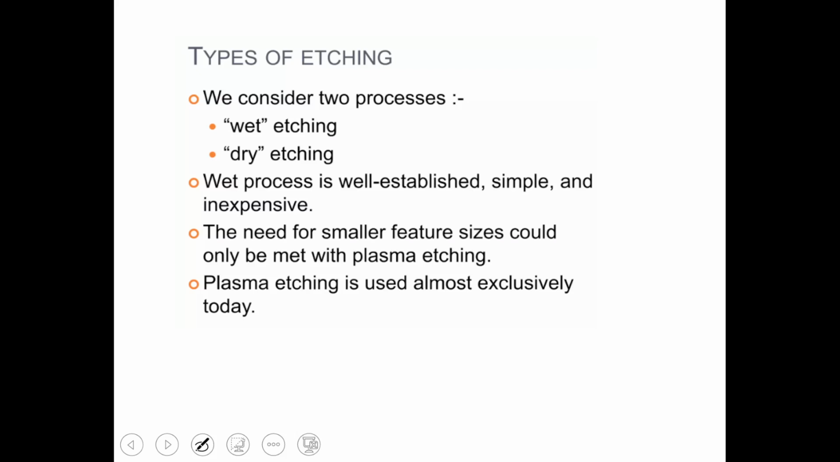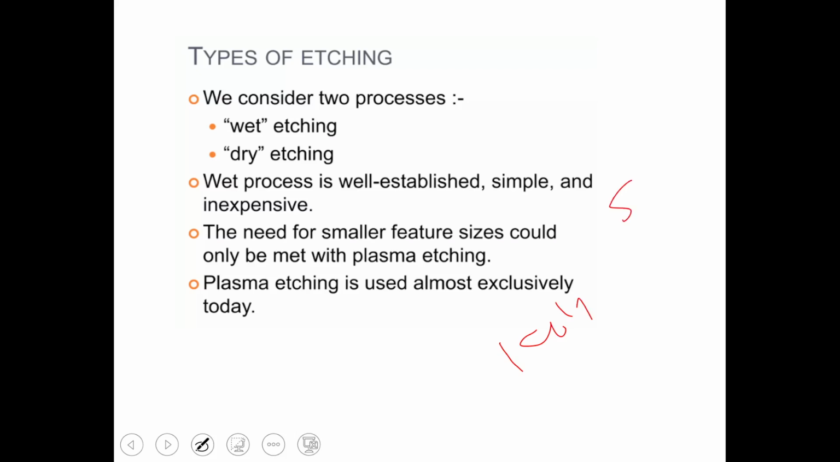As for the types of etching we use during fabrication, we consider two processes. One is wet etching, another is dry etching. The wet process is well established, simple and inexpensive. Wet etching means we use some chemicals. Dry means some plasma-like structure, some machine which uses gases and so on to remove the photoresist. In case of wet etching, we use some chemicals, like if you want to remove the silicon, we use KOH solution to remove the silicon.